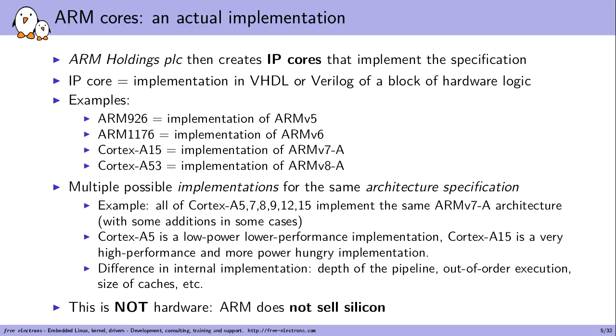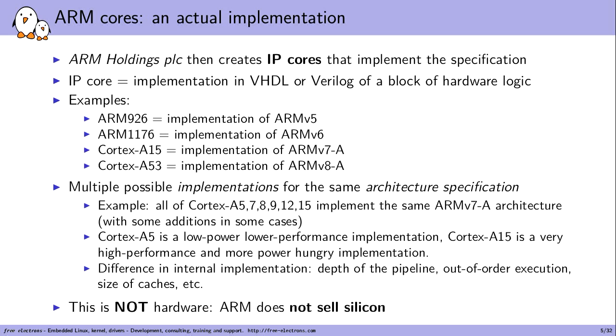So based on their specifications, ARM creates IP cores that implement those specifications. For example, ARM926 is a given implementation of ARMv5, Cortex-A15 is a given implementation of ARMv7-A, and Cortex-A53 is a given implementation of ARMv8-A. So we already have two levels of thinking. We have the ARM architecture, which is a specification, and then we have the ARM core, which is an implementation of a given specification. We can have multiple possible implementations for the same architecture specification. It means that you can have two ARM cores that behave externally the same way, but internally are implemented differently.